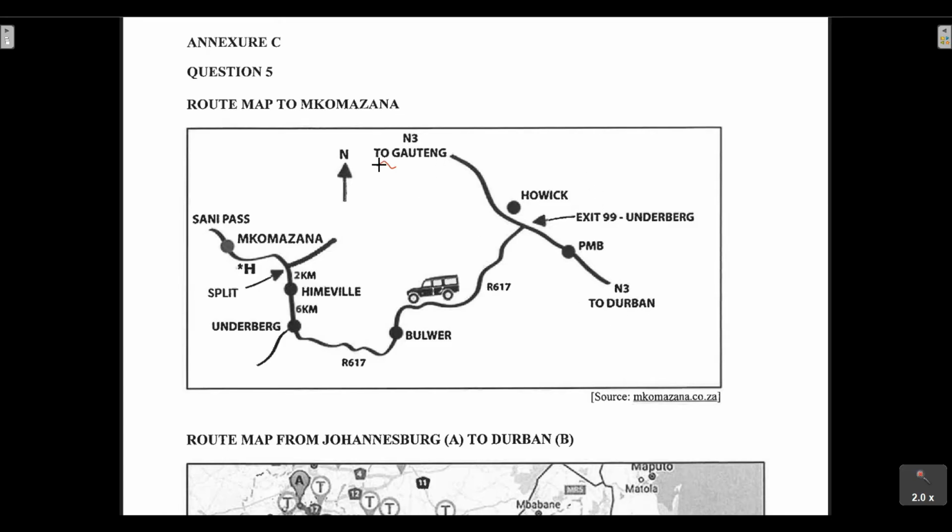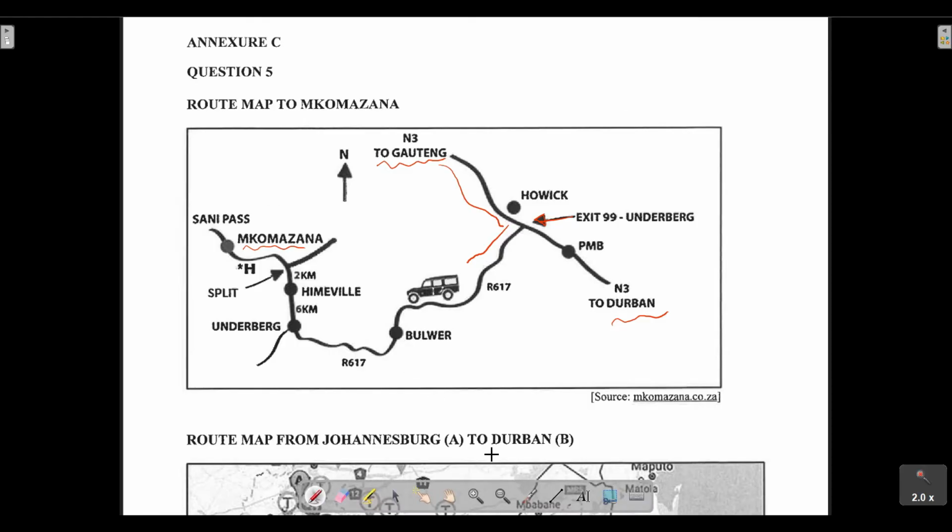So if they're moving from Gauteng to Durban, if they're traveling here on the N3, we see that they're going to exit here. They're going to exit the N3 and turn on to the R16 to get to Nkomazana. That is a very important part that you need to remember, even for the next questions that we're going to be looking at.